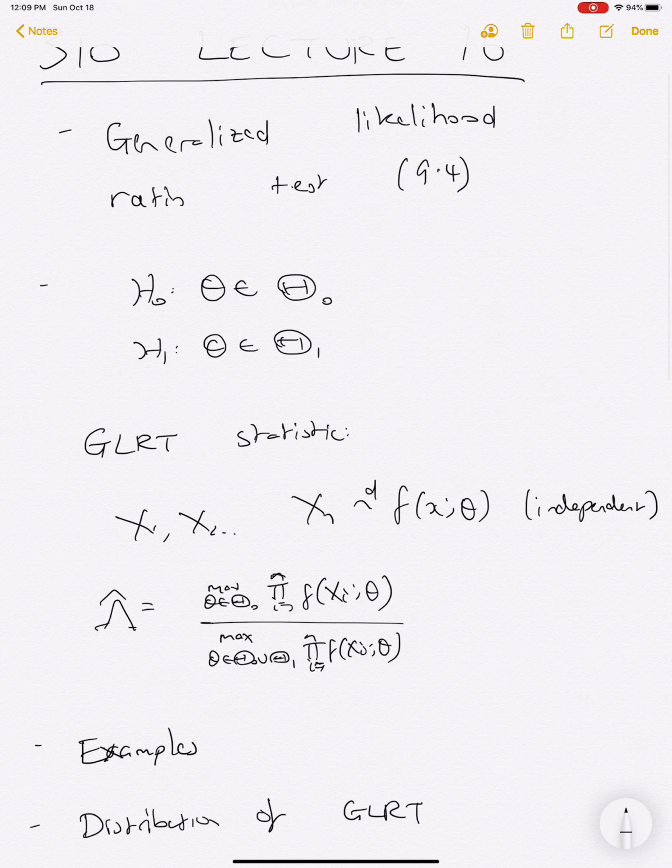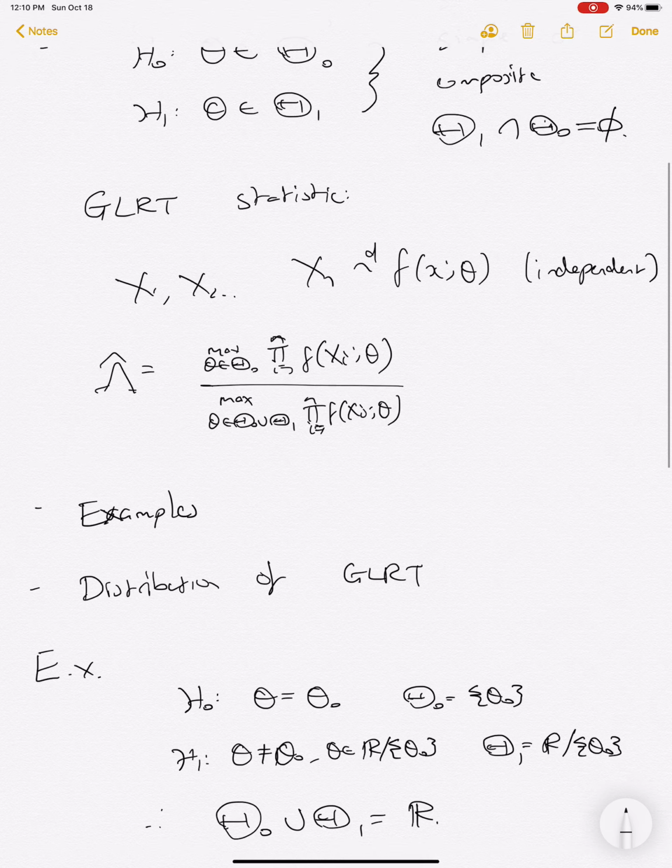So to be clear here, these could be simple or composite hypotheses. And obviously we are assuming throughout that the intersect of these two sets is empty, so there's no overlap between the null hypothesis and the alternative hypothesis.